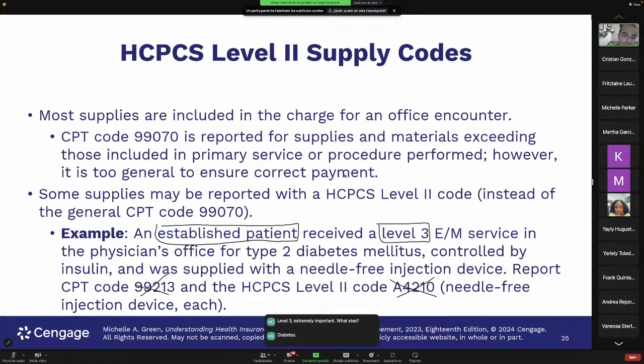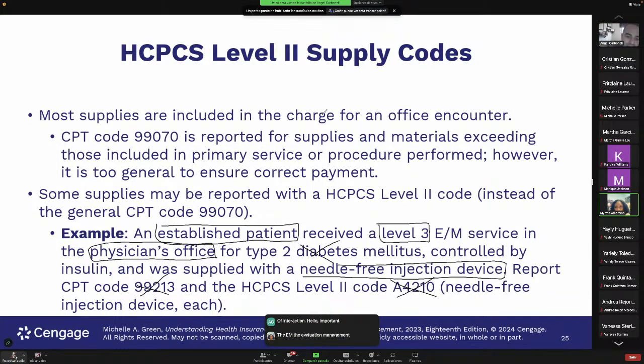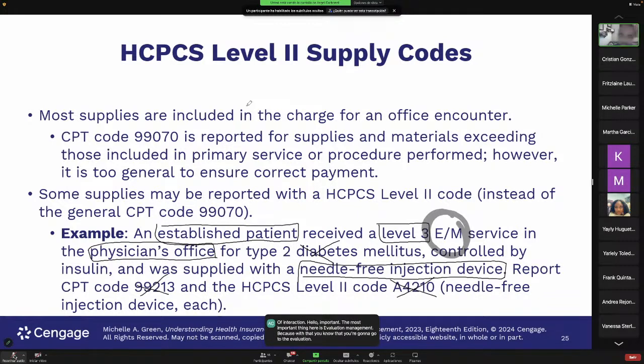Diabetes, not necessarily for what we're doing now. Physician's office, really important. And what else? There's one little thing. Device. The needle-free injection device. Needle-free injection. The E&M, the evaluation and management. Thank you. The most important thing here is evaluation and management, because with that, you know that you're going to go to the evaluation and management chapter. Okay? The rest of you were correct.